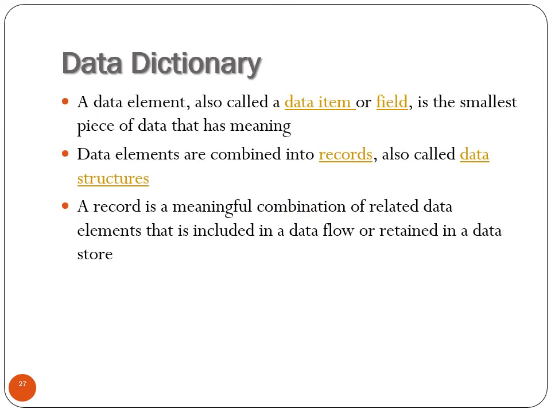A data element, also known as a data item or field, is the smallest piece of data that has meaning. Data elements are combined into records, also called data structures. A record is a meaningful combination of related data elements that is included in a data flow or retained in a data store.